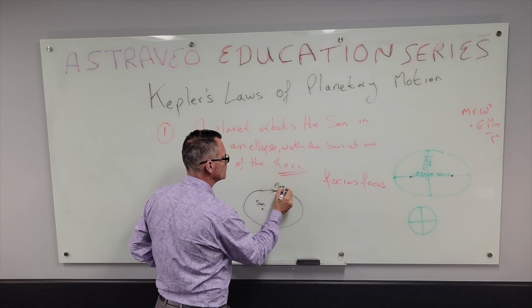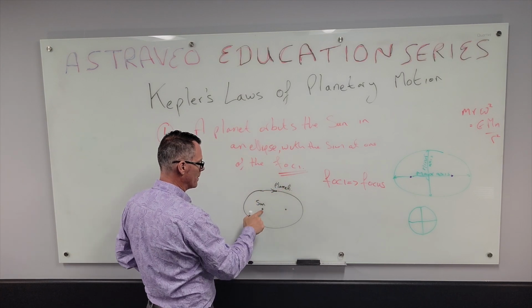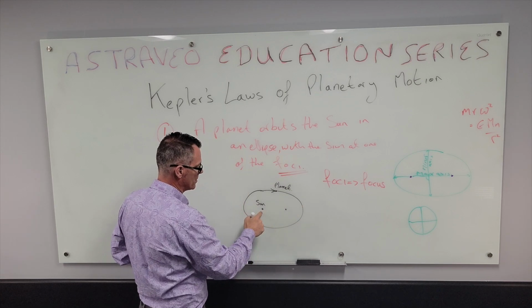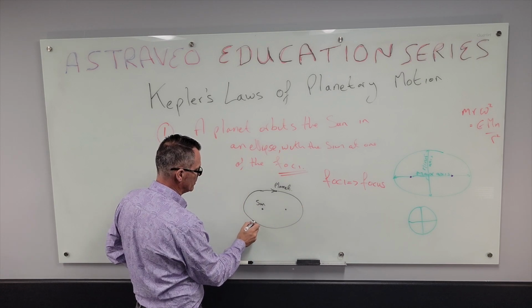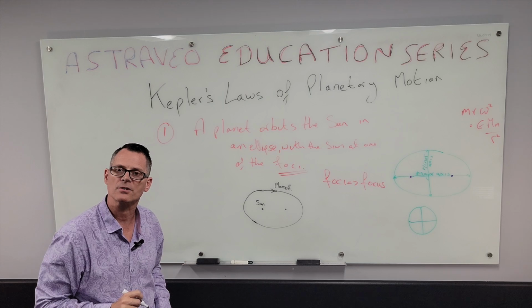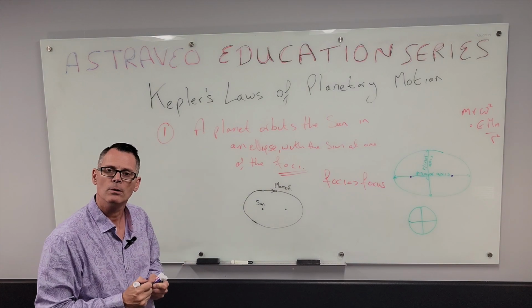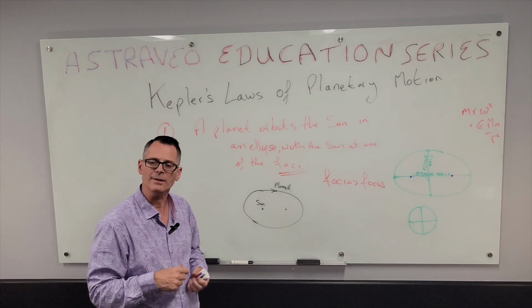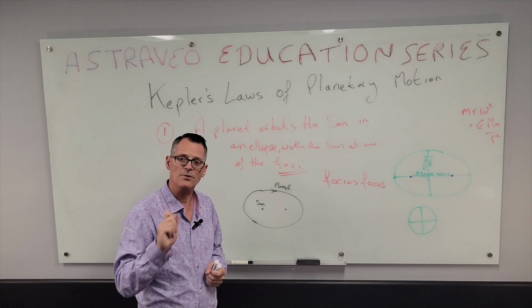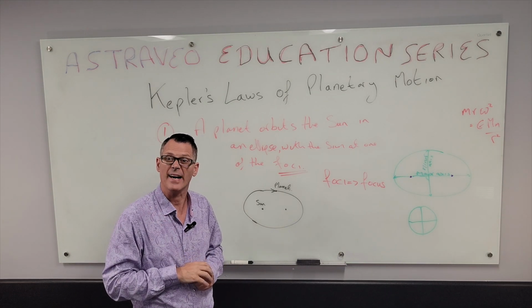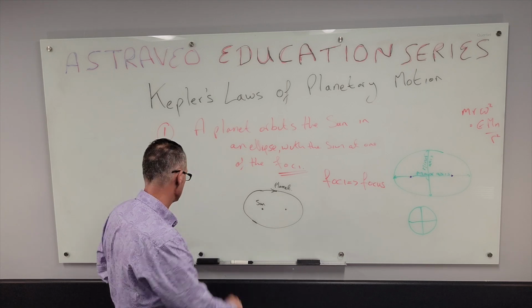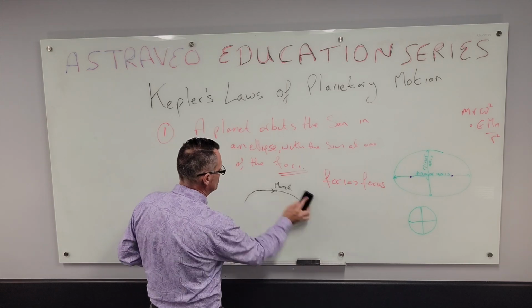orbiting. A planet orbits the sun in an ellipse with the sun at one of the focus points. Okay, so that's Kepler's first law. Planets orbit the sun in an ellipse where the sun sits at one of the focus points of that ellipse. That's all it is. Okay, so that's not too bad. Not too bad at all. That's a nice one.